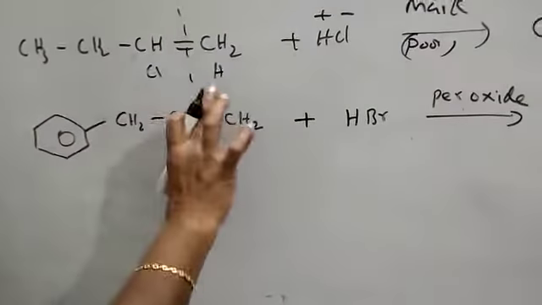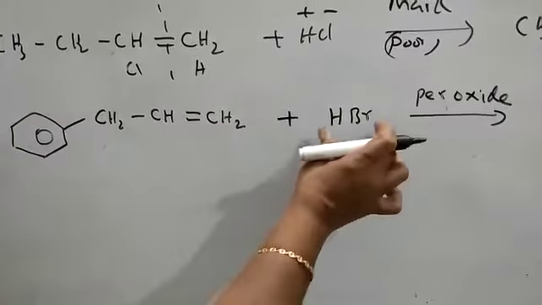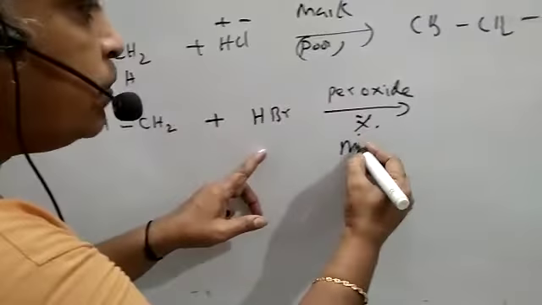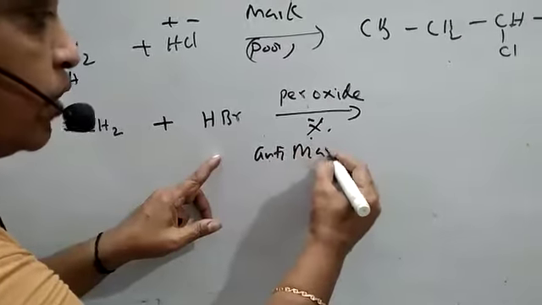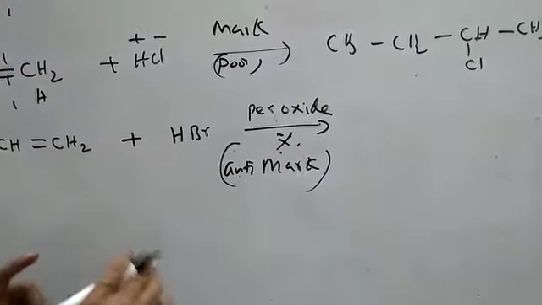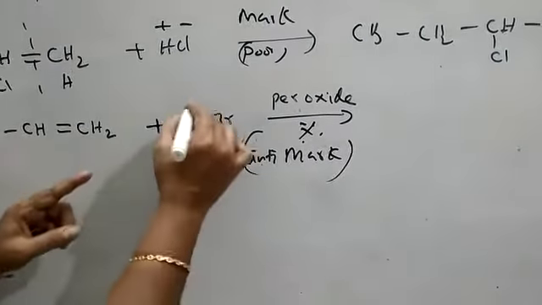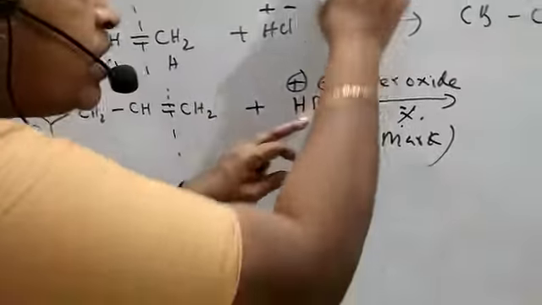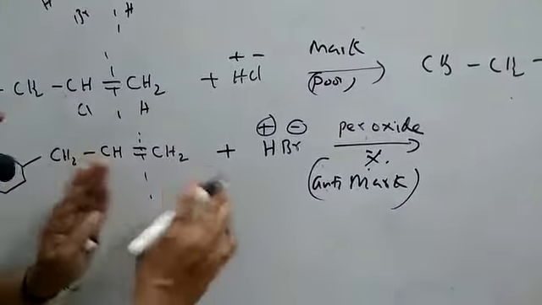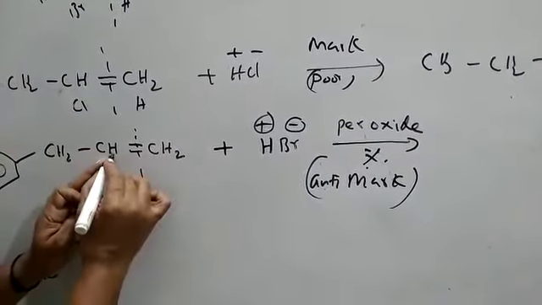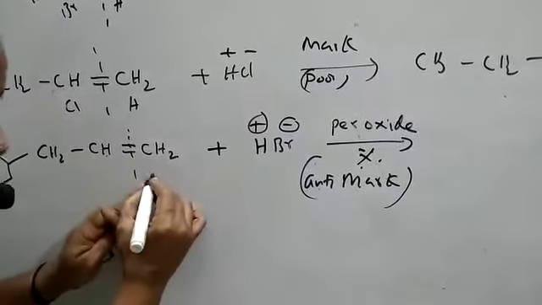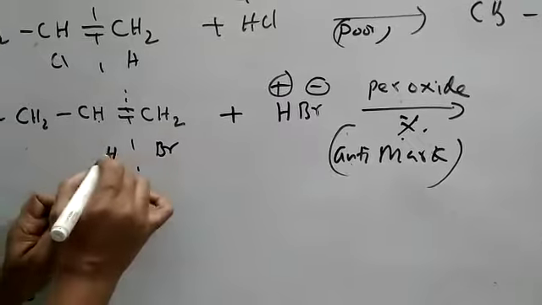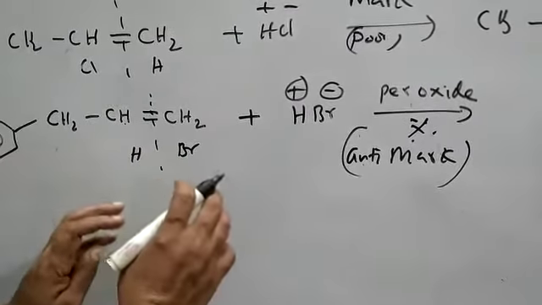Here we have done the unsaturation test and HBr. The important point here is the peroxide. With peroxide it follows anti-Markovnikov. What is anti-Markovnikov? The Br is attached not to the hydrogen-richest carbon. Here everything is poor, and here the carbon with one hydrogen is rich. So Br goes with the poor carbon, and H goes here. This is your anti-Markovnikov peroxide effect.